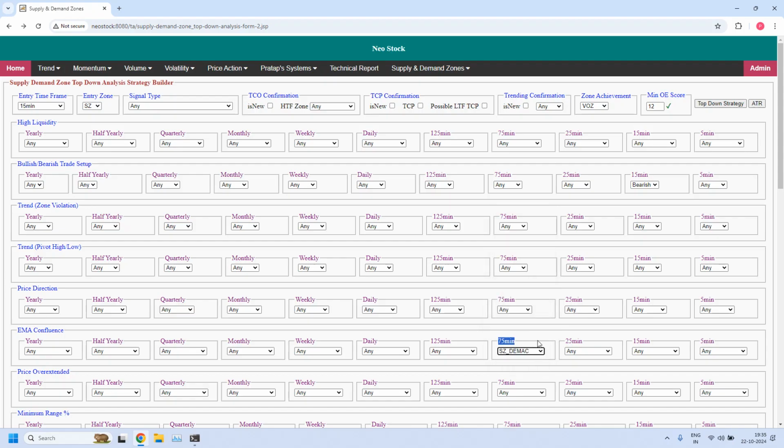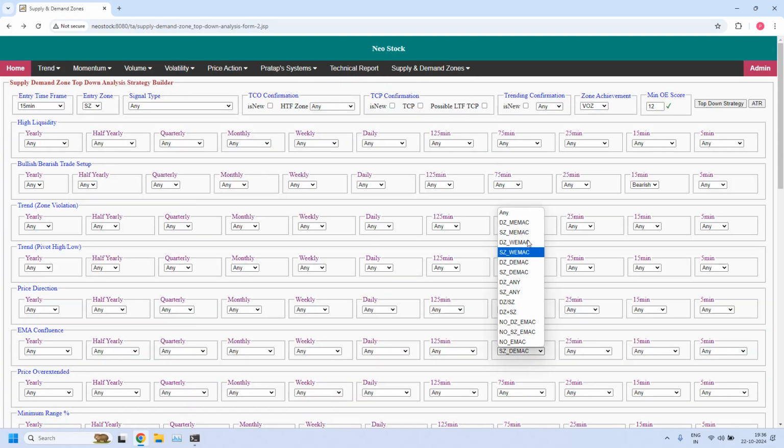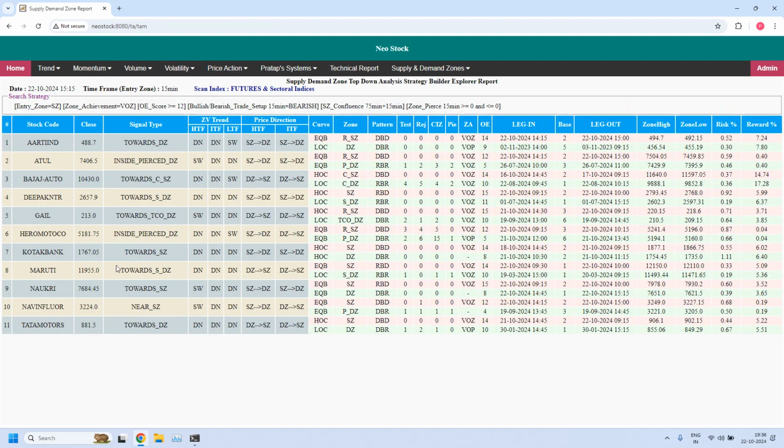Why 75 minutes? Because the 15 minute entry zone is part of the 75 minute zone and the 75 minute trend is downtrend. So none of those stocks are supporting EMA confluence. No problem, I am removing the EMA filter. Without EMA we got how many? 11, right? Yeah, earlier we got 11. This is ITF, LTF confluence.